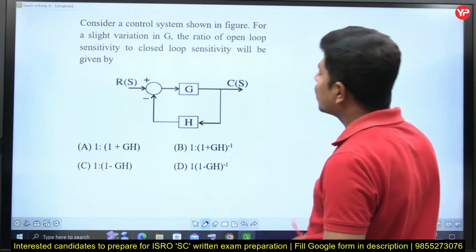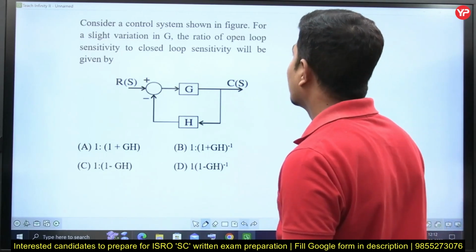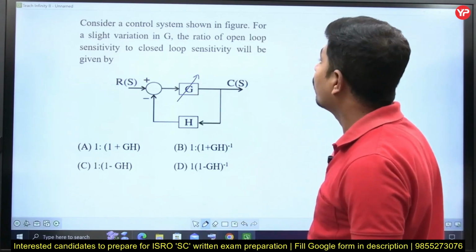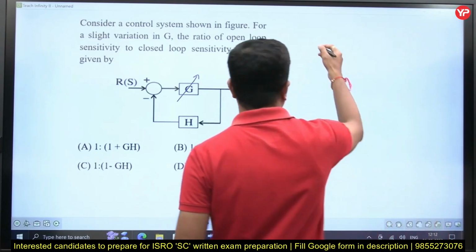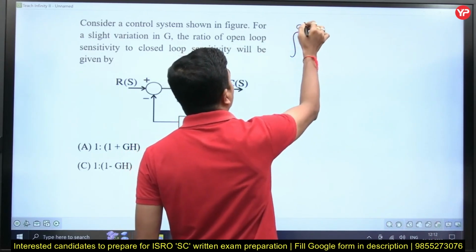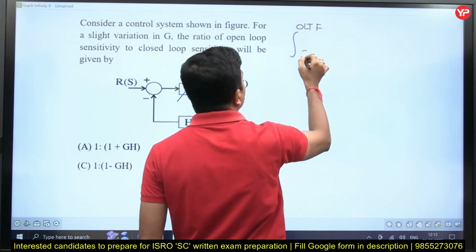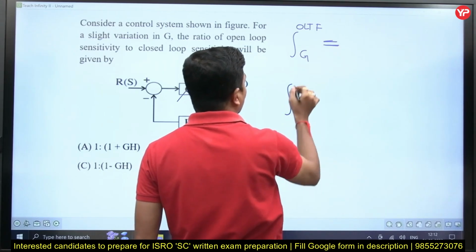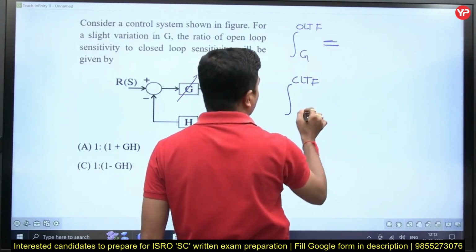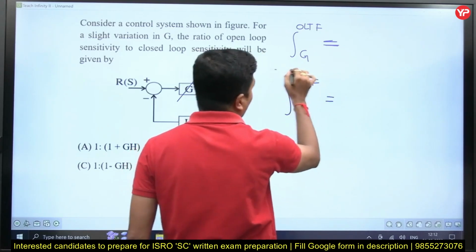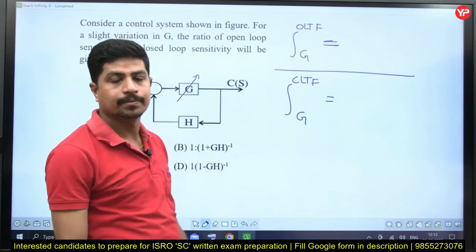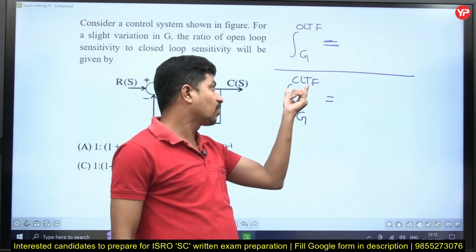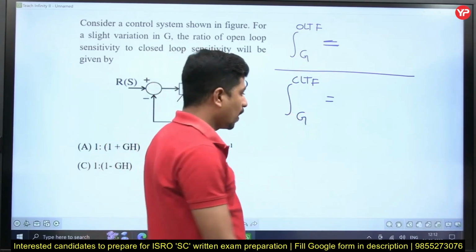So read the question again. Consider a control system shown in figure for a slight variation in G. So he is taking the variation in G, the ratio of open loop sensitivity to the closed loop sensitivity means sensitivity of OLTF, open loop transfer function, with respect to G, and sensitivity of closed loop transfer function with respect to G. These two things I have to find, and I have to take the ratio of these two things. Good question. Sensitivity of open loop transfer function with respect to variations in G, sensitivity of closed loop transfer function with respect to variations in G. Let's do it.